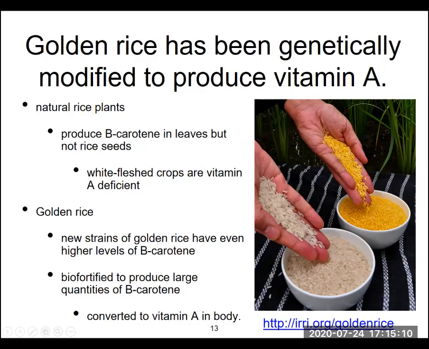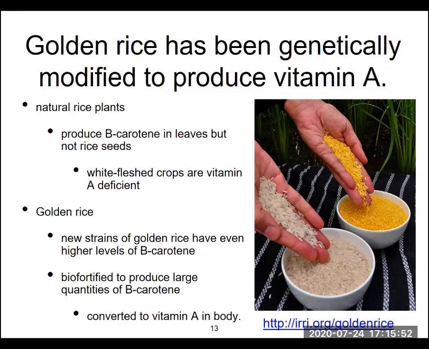And so what scientists did is they said, okay, we've got vitamin A deficiency around the world, and it's this huge problem that we need to deal with. So how about if we genetically modify the rice so that instead of white rice here, which doesn't have vitamin A, we develop a new strain of rice, this golden rice over here, that has higher levels of beta carotene that was produced in the leaves of rice, but not the seeds. And we're going to do it in such a way that beta carotene is going to be expressed in what we would eat, in the rice seeds or the rice grains itself.